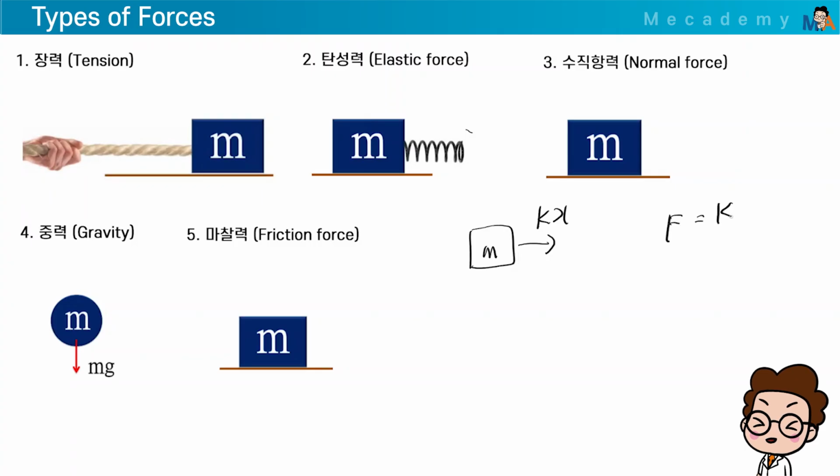You've probably seen the formula F equals Kx back in high school, right? You should know the formula F equals Kx, got it? So Kx represents the elastic force. Later on, when we draw free body diagrams, you'll represent the force from a spring simply as Kx.